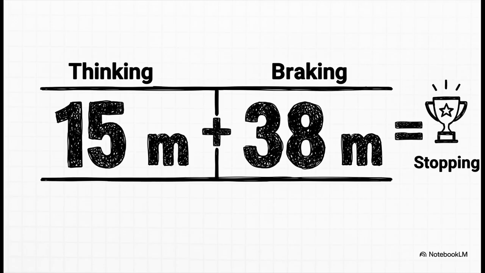And this is how it works. You go up from 80 kilometers per hour. The line for thinking distance is at 15 meters. The line for braking distance is up at 38 meters. You just add them together and you get your answer, 53 meters. That's a mark for reading the graph correctly and a second mark for getting the right sum.